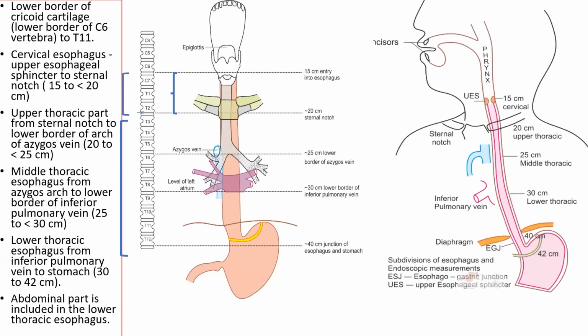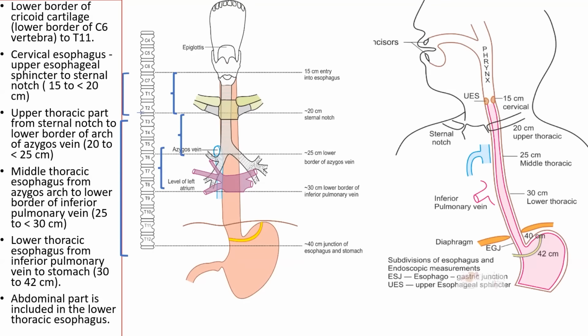And the esophagus is divided into 4 parts. One is cervical esophagus up to sternal notch. Then from sternal notch to the lower border of azygos vein. Then from lower border of azygos vein to lower border of inferior pulmonary vein. And from lower border of inferior pulmonary vein down. So these are the 4 landmarks: cervical esophagus, upper esophagus, mid esophagus, and lower esophagus.